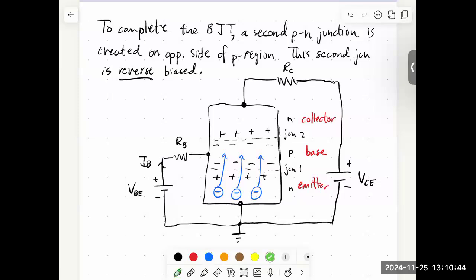And so I'm going to call this the electric field across the base collector junction. All right. So that's the setup. And now we're ready to start discussing how this thing operates.